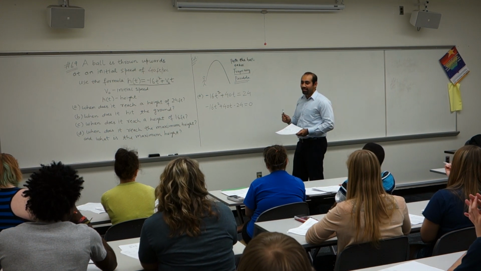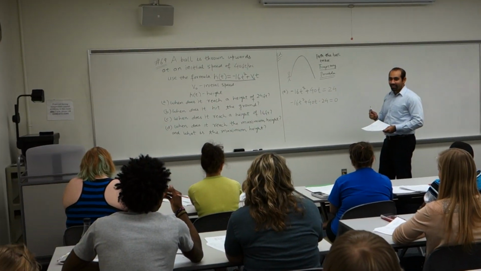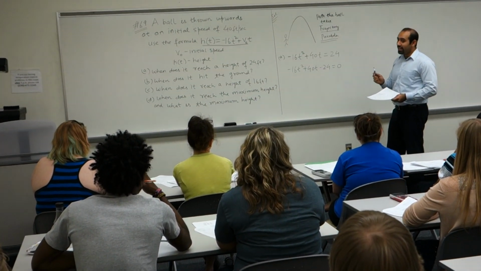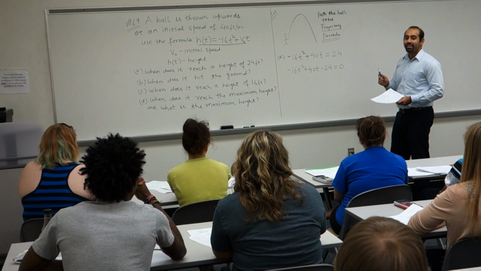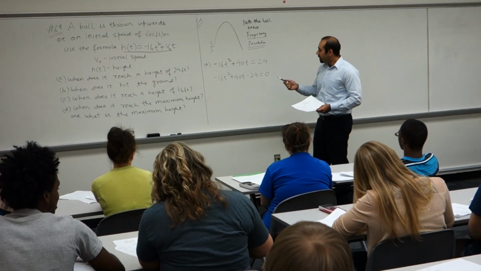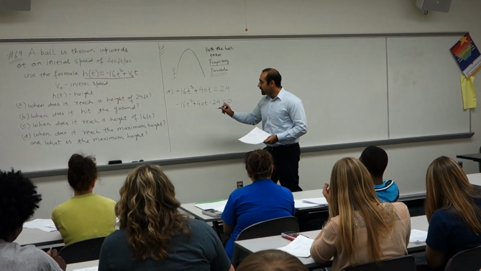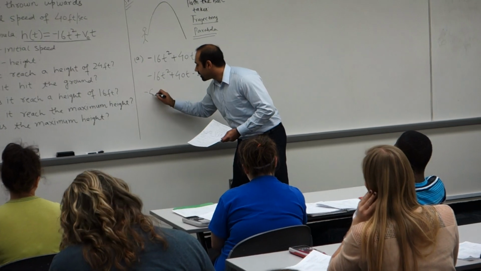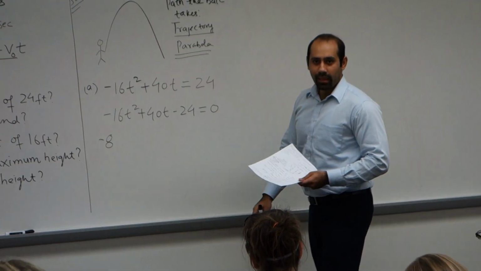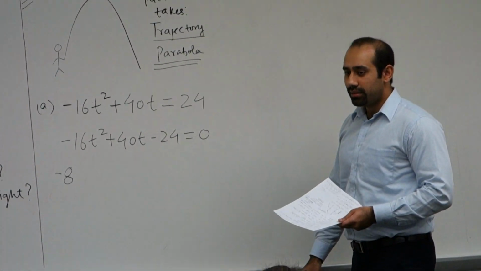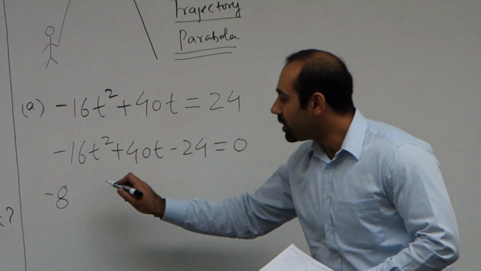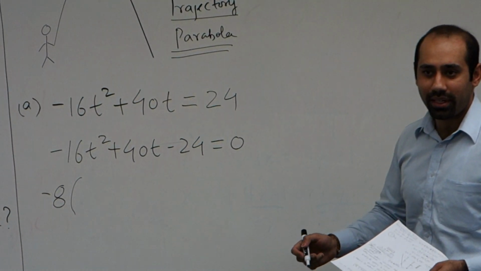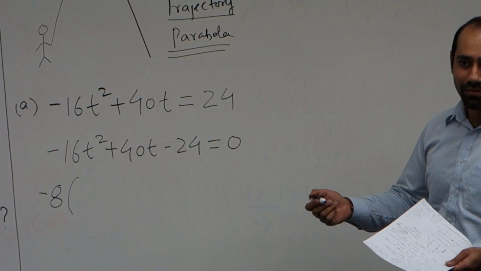How could we simplify this? You can take out an 8. We could pull out 8. What is that? The greatest common factor. So we could pull out 8, or it would be better if we pull out negative 8. We can also pull out 8, but with negative 8, then we won't have a negative coefficient in front of t squared. That usually makes our life easier, right?